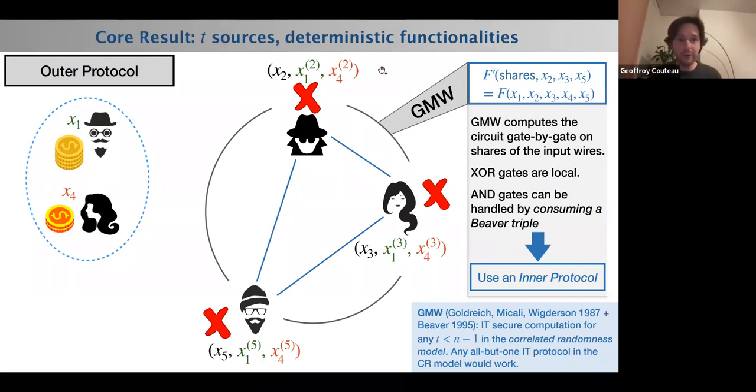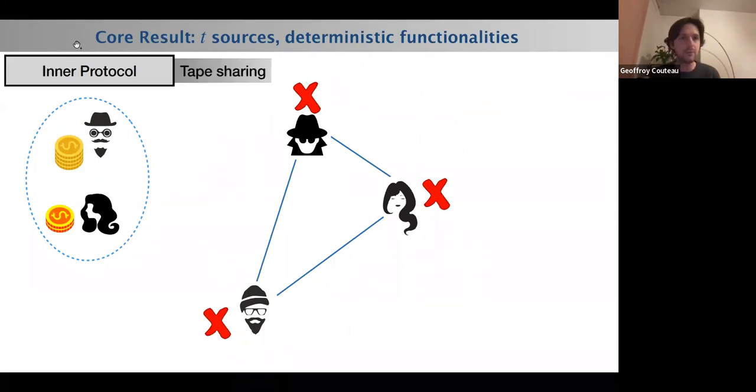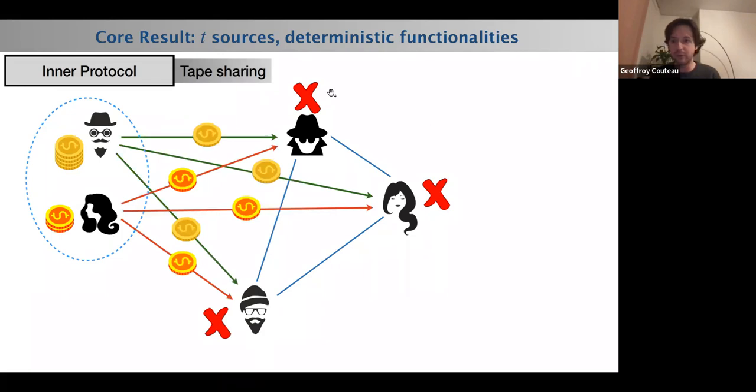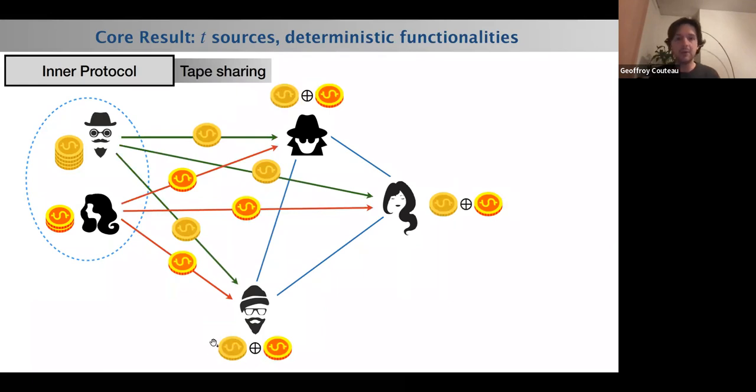So none of this uses any randomness, except the part where we want to compute an AND gate, which is done by consuming a Beaver triple. So we use an inner protocol, which will of course use the sources because they are the ones who can produce randomness to compute those Beaver triples. Whenever we want to compute the Beaver triples, we invoke this inner protocol where first the sources send random tapes to the deterministic parties. As in my warm-up example, the parties XOR the tapes in order to have their own random tape.